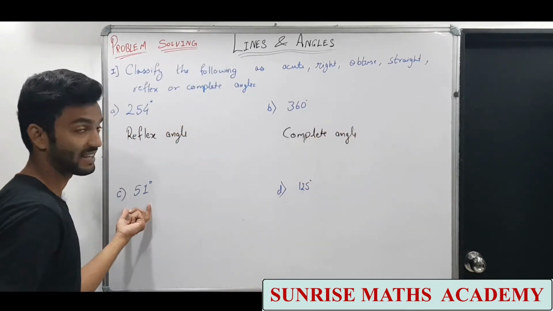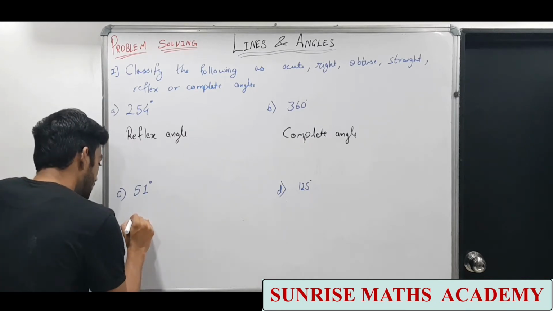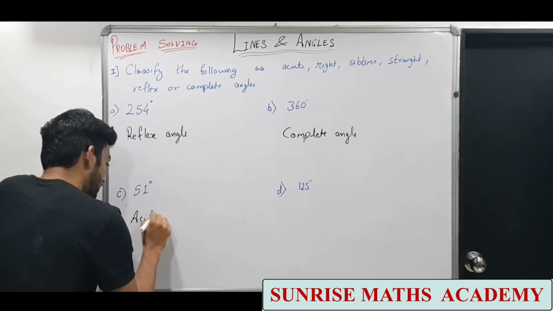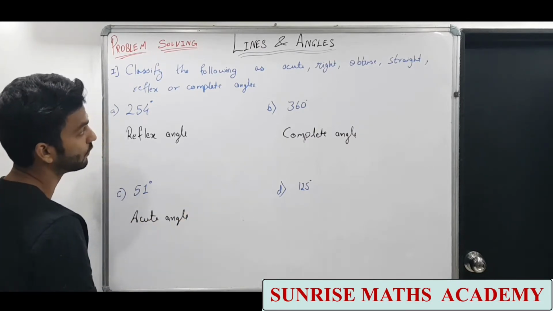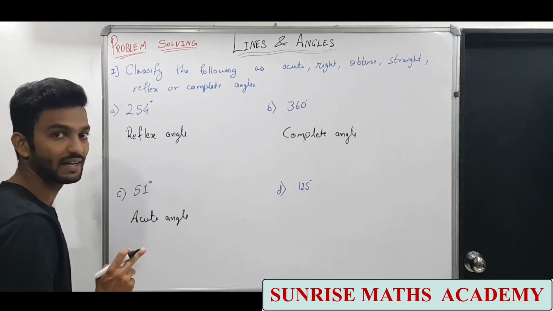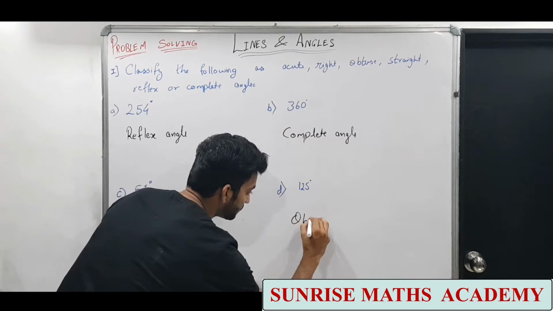Next, 51, less than 90 degree. That is less than 90, greater than 0, so it is acute angle. And the next one, last, is 125, which is greater than 90 degree and less than 180, so that is an obtuse angle.